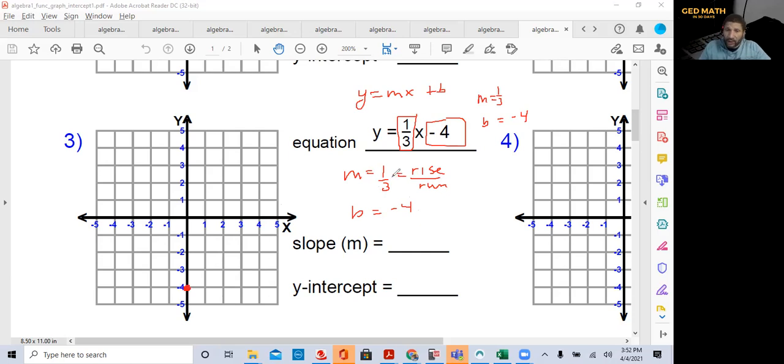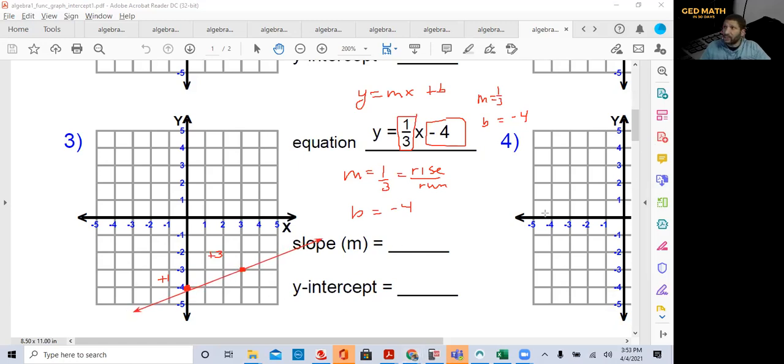So for example, our slope is 1/3. That means we're going to go up 1 and we're going to run 3. So up 1/3. 1, 2, 3. Okay, so we went up +1, that's our rise. We went over +3, that is our run. Now we're going to take our line and we're going to connect those 2 points.